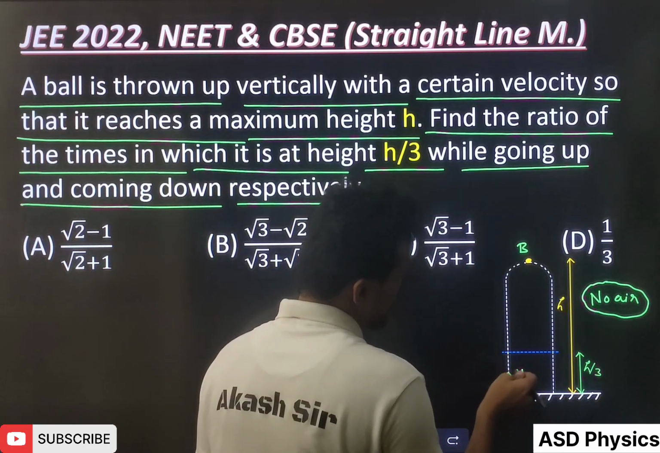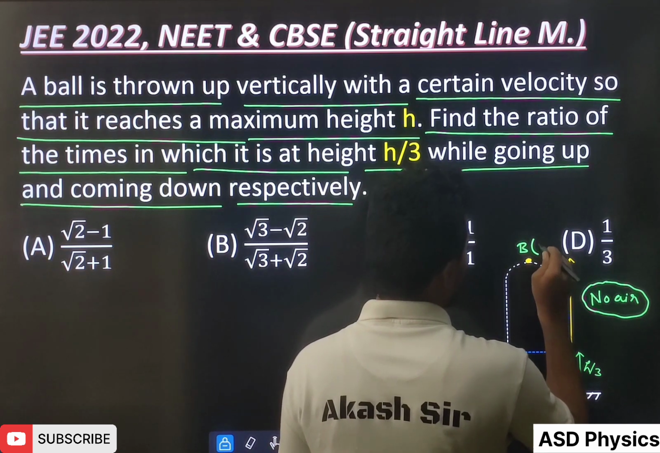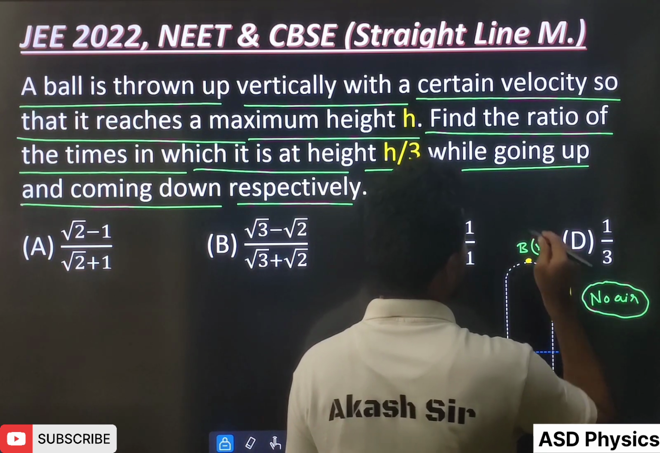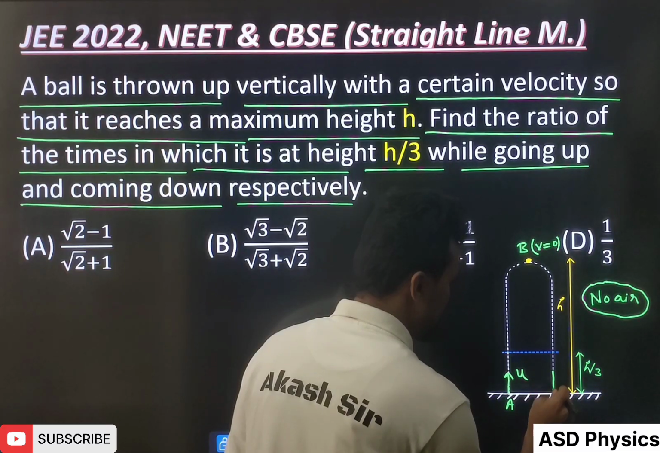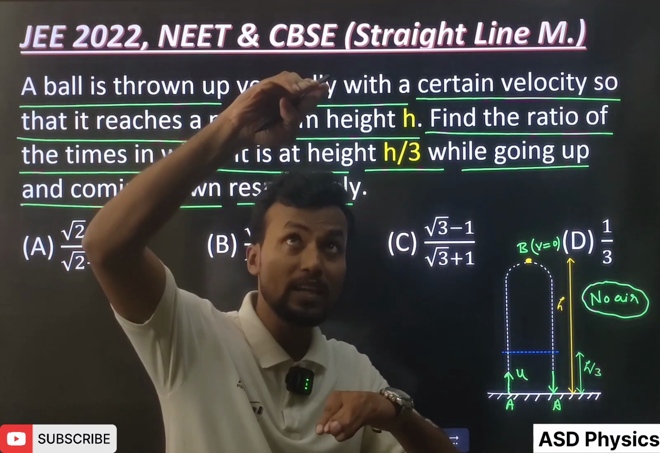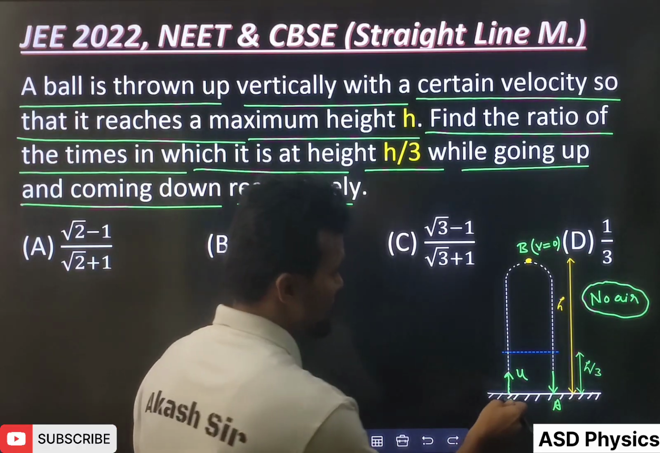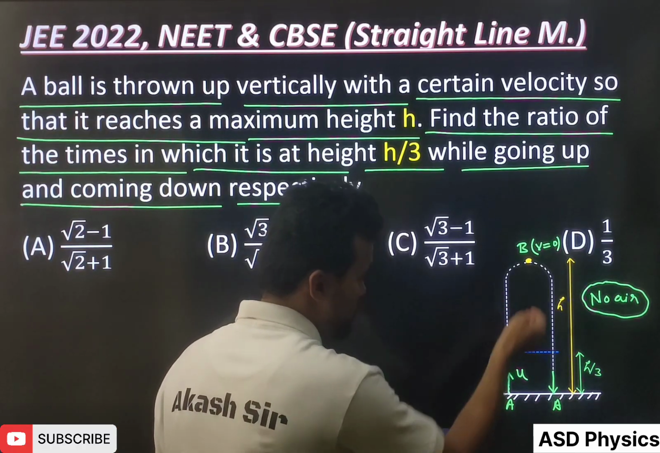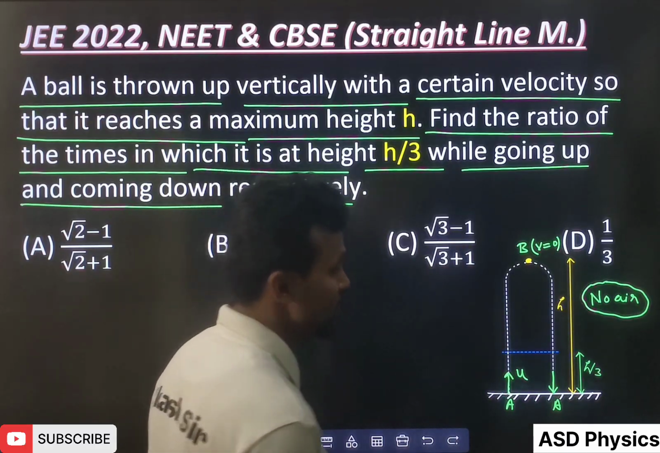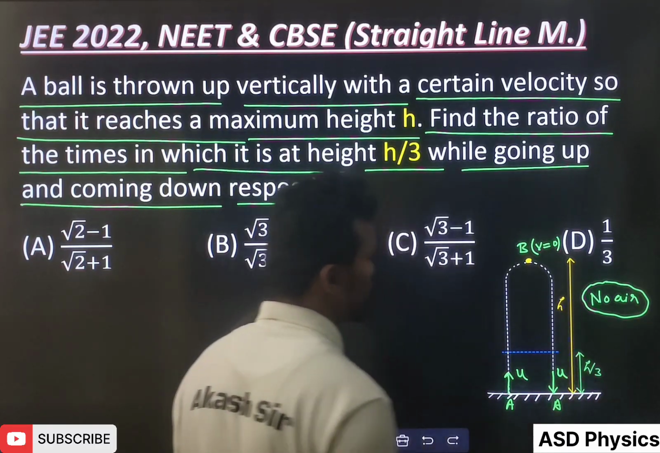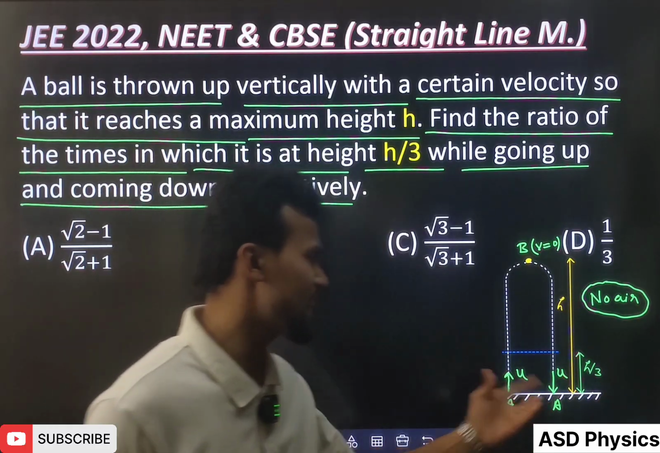So it is thrown with velocity u, it will reach the highest point B, and here the velocity will be how much? 0. And after that, it will come back with the same speed, again from B to A. So A to B, initial velocity u, finally 0, then again B to A coming back. And here, what I told you, the speed is the same u, but the velocity is different. Why? Because the direction is different.